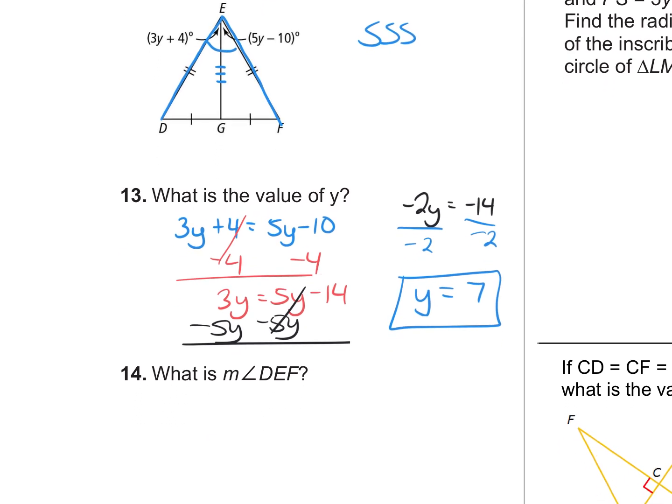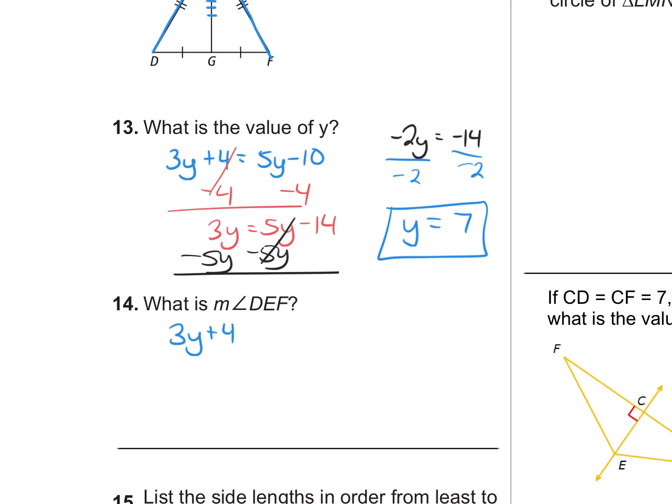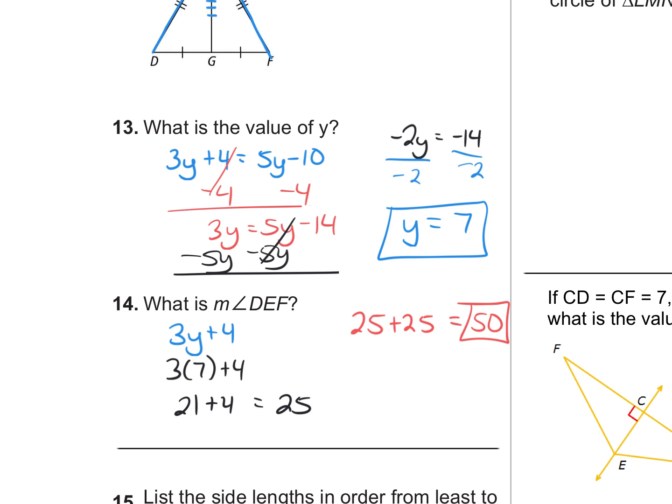It's putting it in for the y, right? Do you need to plug it in for both of them? No, you can only just pick one, right? If you want to do both of them, you can. So I'm just going to pick this one, but it doesn't matter which one you pick. I'm going to take 3y plus 4. What do we get for y? 7. So 3 times 7 is what? 21. What is 21 plus 4? So we get 25. Is this my answer? No. How do I find the whole thing? Yep. Take 25 plus 25, or you can double it to get 50. So 50 is the correct answer for angle DEF.